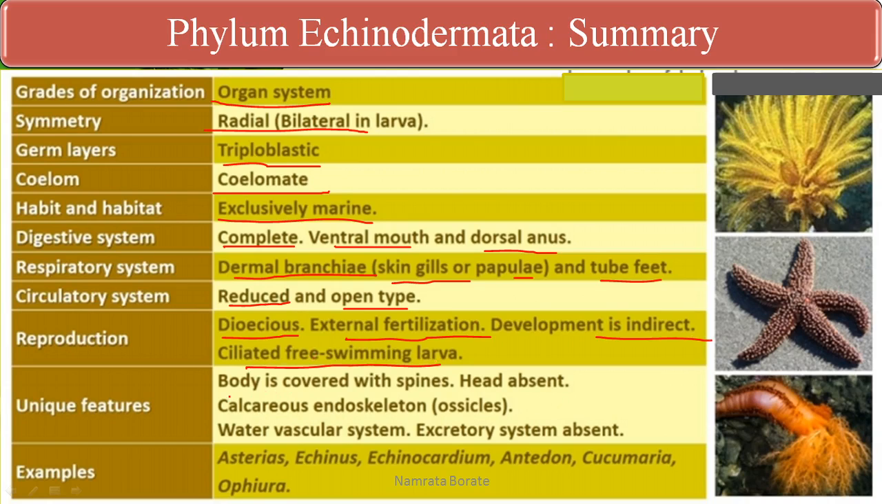The significant unique feature present in the phylum Echinodermata is that the body is covered with spines. Head is absent in the case of the starfish. A calcareous endoskeleton of ossicles is there. There is a presence of the water vascular system and the excretory system is absent. Its examples are Asterias, Echinus, Echinocardium, Antedon, Cucumaria and Ophiura. All these are examples of the phylum Echinodermata.